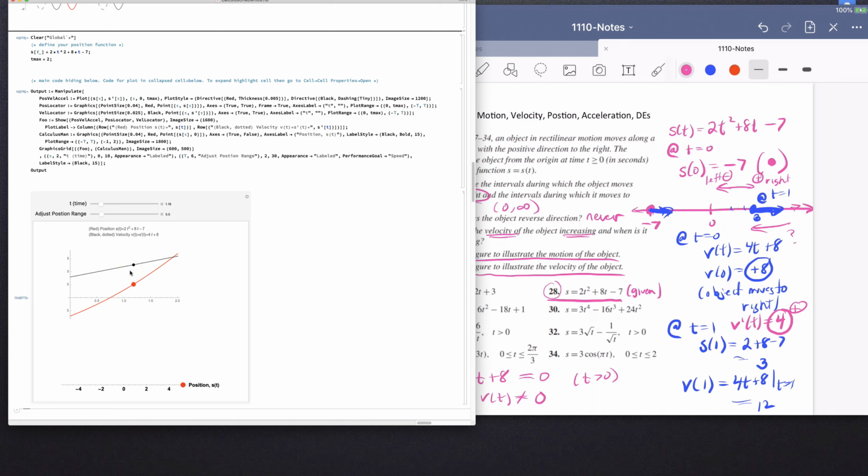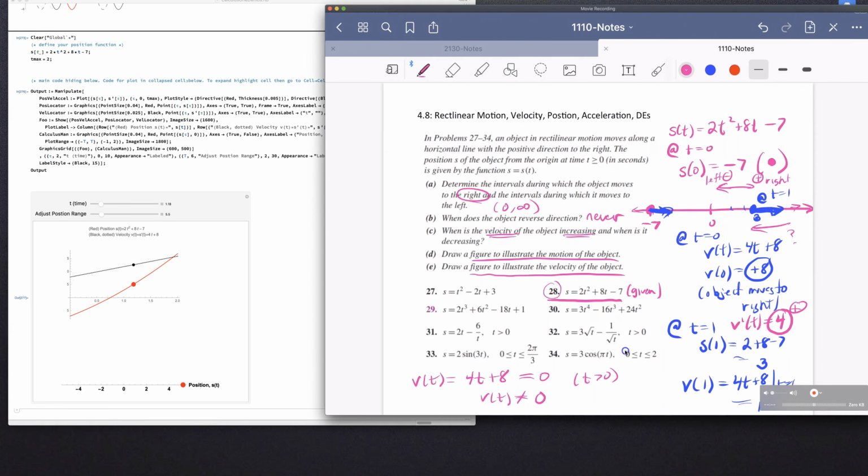All right, so in this video, we'll try another one of the more complicated examples shown here where the object actually reverses direction.